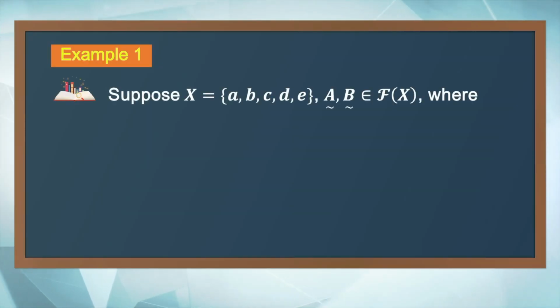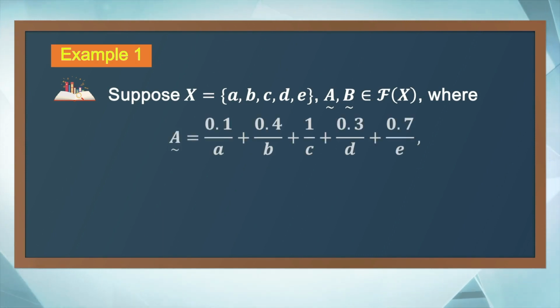First, example 1. Suppose X is the set with the 5 elements A, B, C, D, and E. Suppose A and B are two fuzzy sets in the universal set, denoted with Zadeh's notations. The fuzzy set A equals 0.1 over A plus 0.4 over B plus 1 over C plus 0.3 over D plus 0.7 over E. What does that mean?